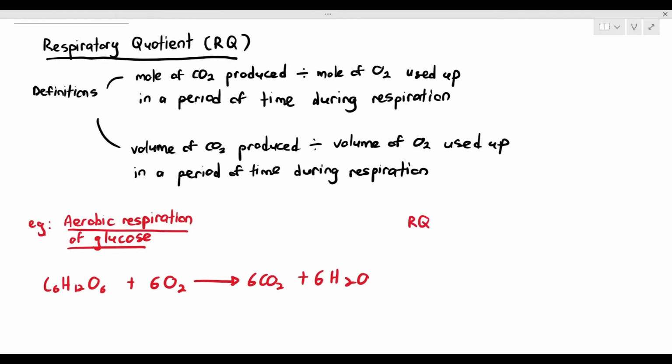So the RQ of glucose equals, remember, mole of carbon dioxide produced. And what was the mole of carbon dioxide produced in that case? It was 6 moles of carbon dioxide. And then the mole of oxygen used up is basically 6 as well, based on the chemical equation, and therefore the RQ of glucose is 1.0. Quite simple that way. Let's take another one.